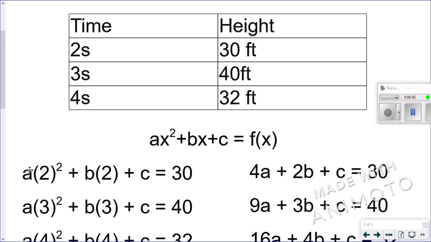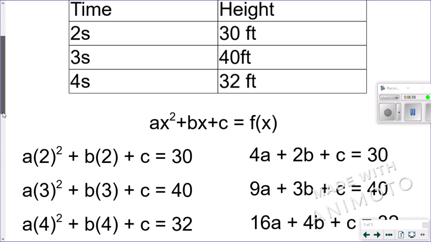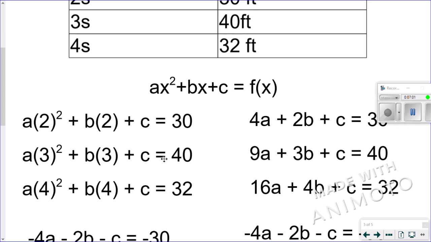And since I'm only given 3 ordered pairs, I do it for a times 3 squared. So after 3 seconds, it equals 40 feet. And then after 4 seconds, it equals 32 feet. So I have all that here on the left-hand side. Then I simplify it. So let's look to the right.